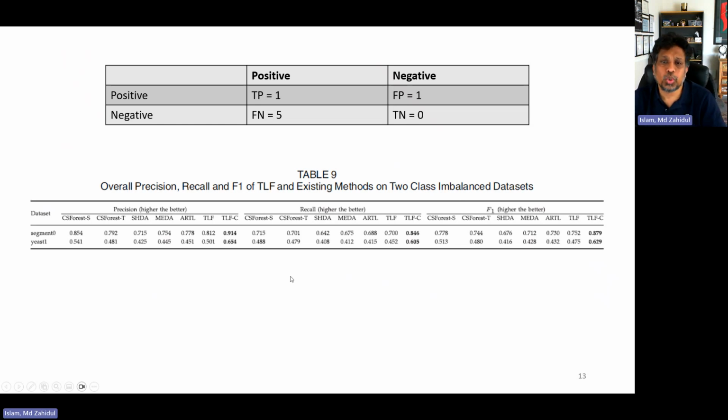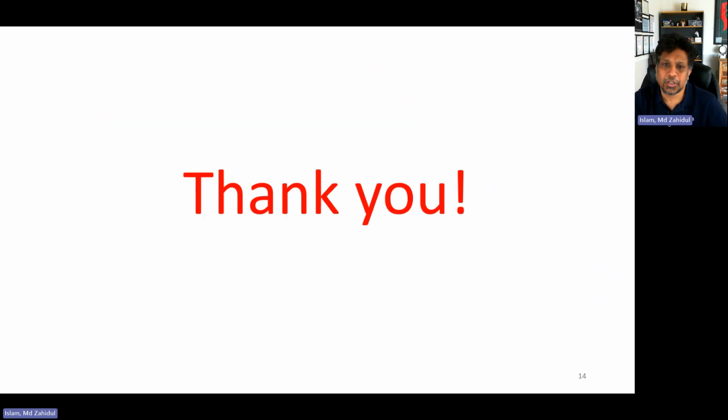And here we showed that if we build a cost-sensitive classification approach, like CS Forest, which we published previously in an A-star journal, Information Systems, then we generally get high accuracy along with TLF. And we have shown that TLF still performs very well, even if the dataset is class imbalanced.